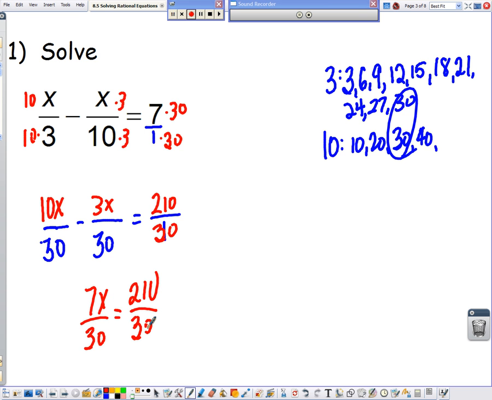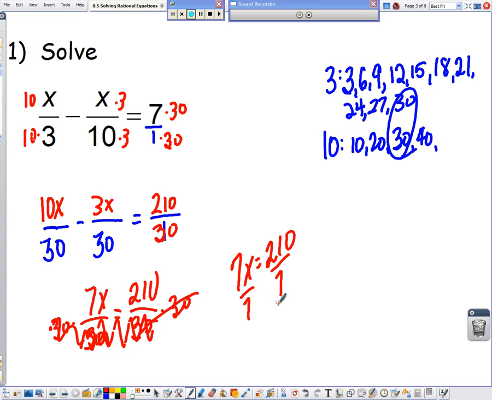Once you get it to this phase, you can actually just cross off the bottoms, because if we multiply this side by 30, those cancel, and I multiply this side by 30. Remember, I do the same thing to both sides. I'm left with just 7x equals 210. Divide by 7, and x equals 30. That doesn't always happen. That was just a luck of the draw.